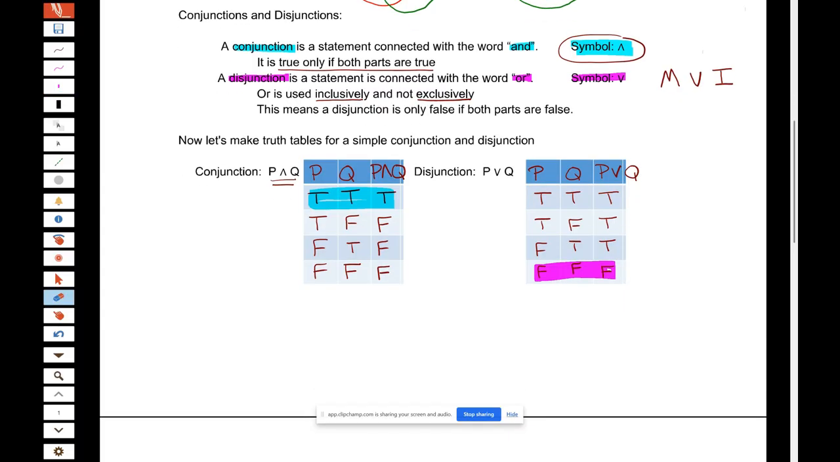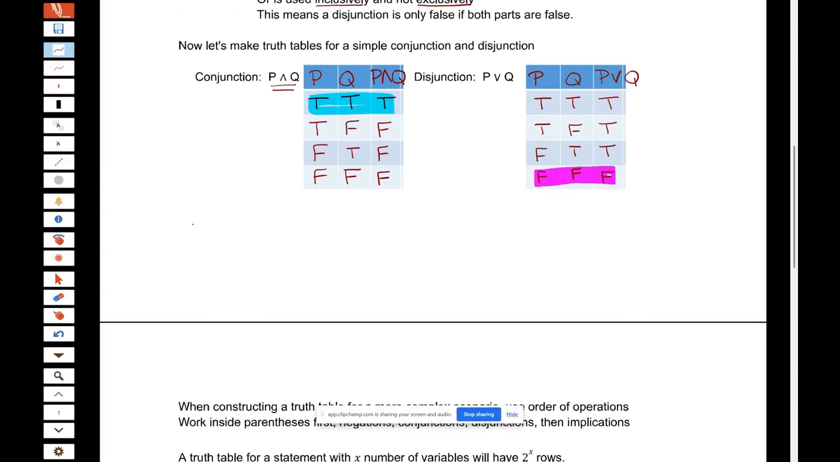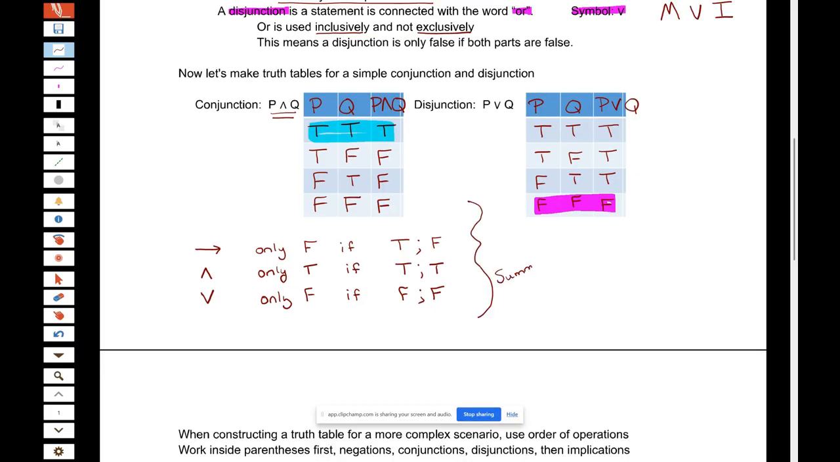So to summarize here, the implies is only false if you have a true and then a false happening in your table. And is only true if both things happen. And or is only false if both things don't happen. Those are the summary of truth table operations.